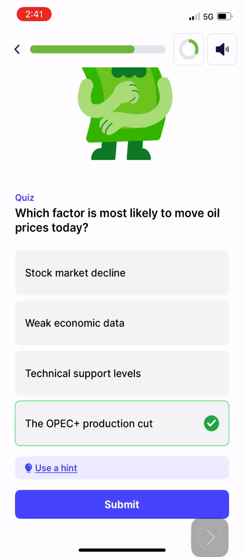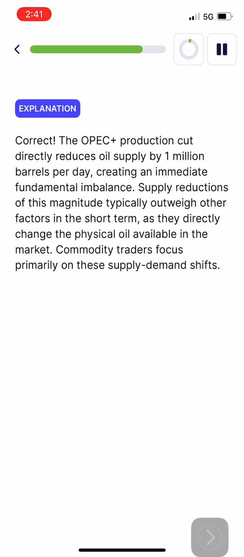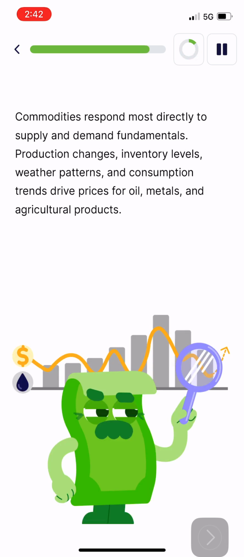Yes, you're right. Correct. The OPEC plus production cut directly reduces oil supply by 1 million barrels per day, creating an immediate fundamental imbalance. Supply reductions of this magnitude typically outweigh other factors in the short term, as they directly change the physical oil available in the market. Commodity traders focus primarily on these supply-demand shifts. Commodities respond most directly to supply and demand fundamentals. Production changes, inventory levels, weather patterns, and consumption trends drive prices for oil, metals, and agricultural products.